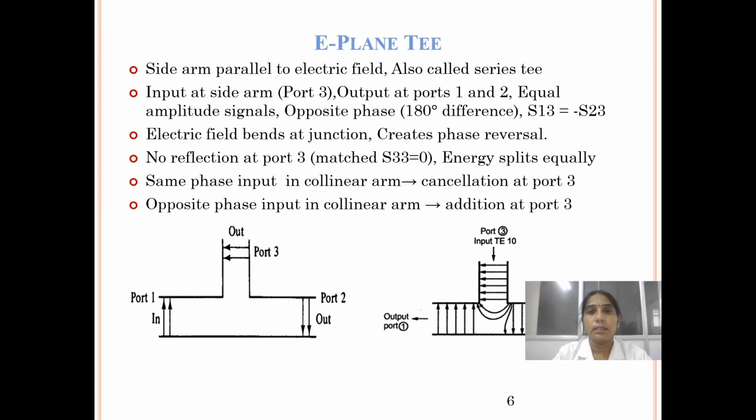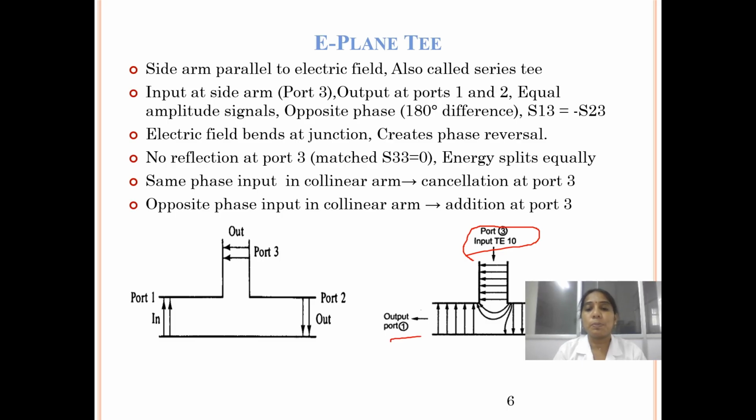Till now, we have discussed some basics of microwave components. Now, let us enter into the topic E-plane T. If you look at the figure, as I said earlier, it has 3 ports. We all know that in the E-plane T, the side arm electric field is parallel to the main arm. That's why it is also called the series T. For example, let me consider that we give the input in port 3. Once we give the input in port 3, we will get the output in port 1 and port 2.